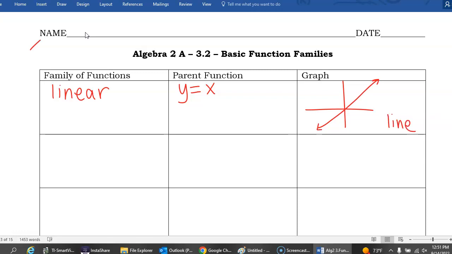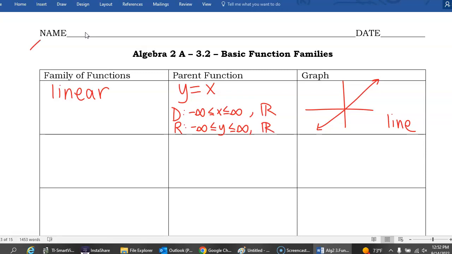Now I want to talk about the domain and the range of the parent function. The domain of the parent function is all real numbers. It goes all the way to the left, all the way to the right, forever and ever. So we can represent that with negative infinity less than or equal to x less than or equal to infinity. There is a shortcut, and that is just all real numbers. The range of the parent function is the same. It goes forever down and forever up. So we can say, again, negative infinity less than or equal to y less than or equal to infinity, but we can also just say all real numbers.